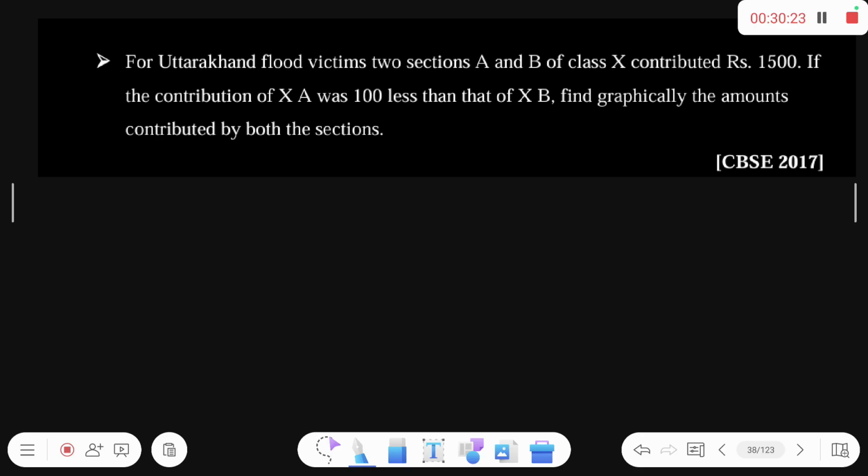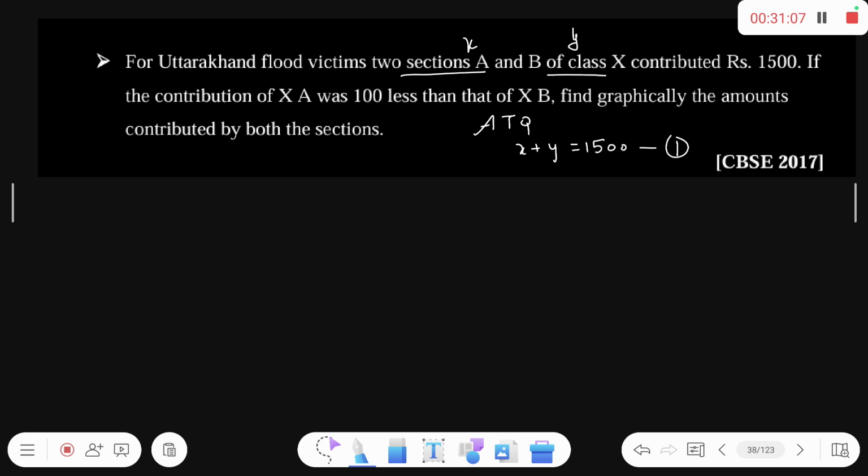Next is, for Uttarakhand flood victims, two sections A and B of class 10 contributed rupees 1500. If the contribution of 10th A was 100 less than that of 10th B, find graphically the amounts contributed by both the sections. So let the contribution of section A be X rupees, and for section B it's Y rupees. You have to first write this. Let the contribution by one section be X and another by Y. Only then start solving. Don't write it directly. Now as per the question, X plus Y is equal to 1500. This becomes your first equation.